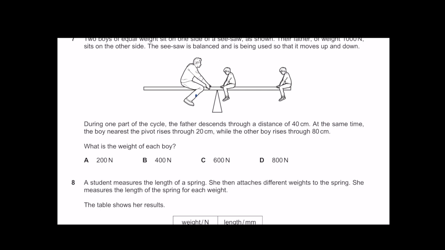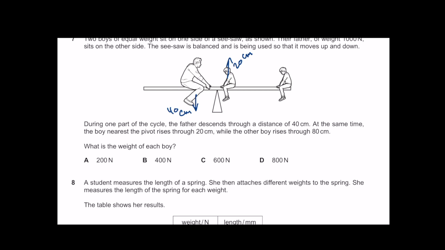So the father will go down here 40 centimeters. And at the same time, the boy nearest the pivot rises through 20 centimeters. So here it's going to be 20 centimeters. And the other boy rises through 80 centimeters.